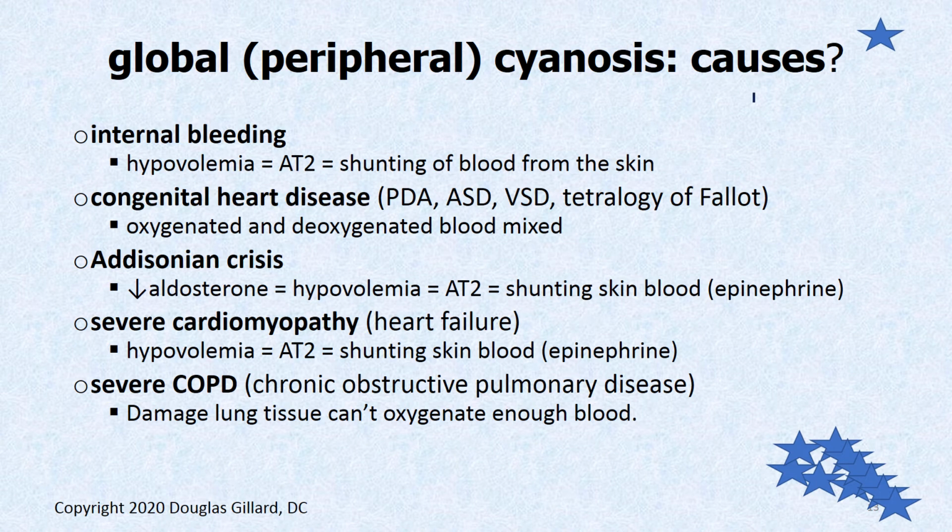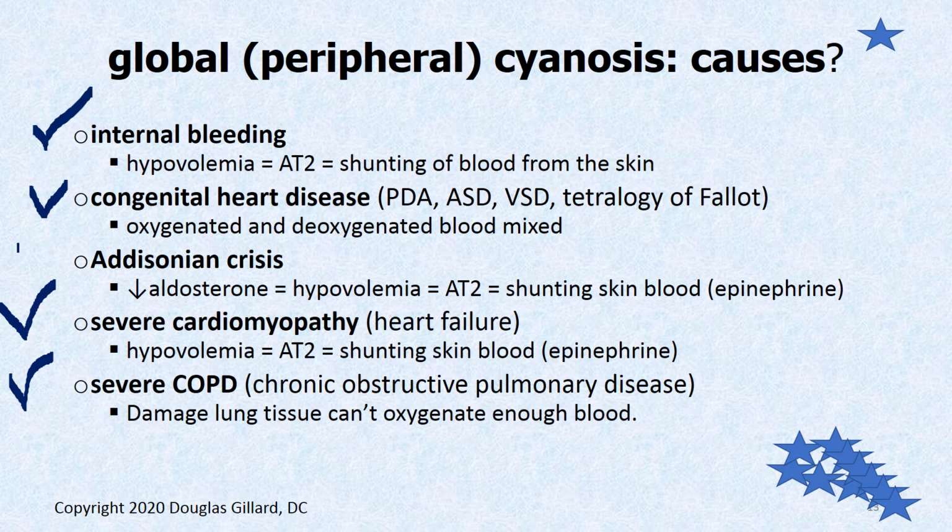Causes of a global cyanosis, again, congenital heart diseases, PAD, atrial septal defect, ventricular septal defect. The congenital heart defects can do it. Probably the most common, I would say, is severe cardiomyopathy where the heart is failing. COPD, where so many of your alveoli are destroyed that you just can't oxygenate enough blood. And then some of the rare or internal bleeding, I mean, that could certainly do it. You just don't get enough blood.